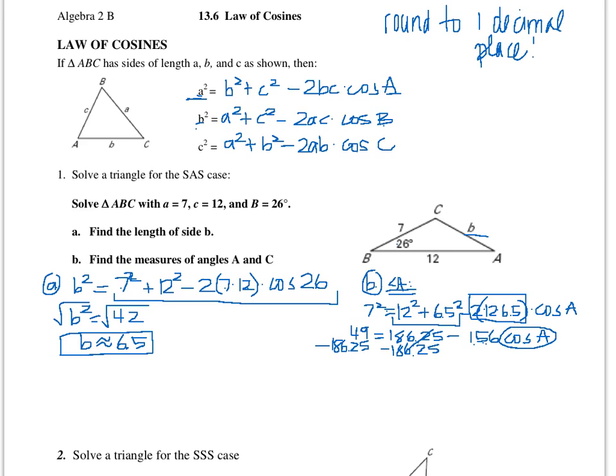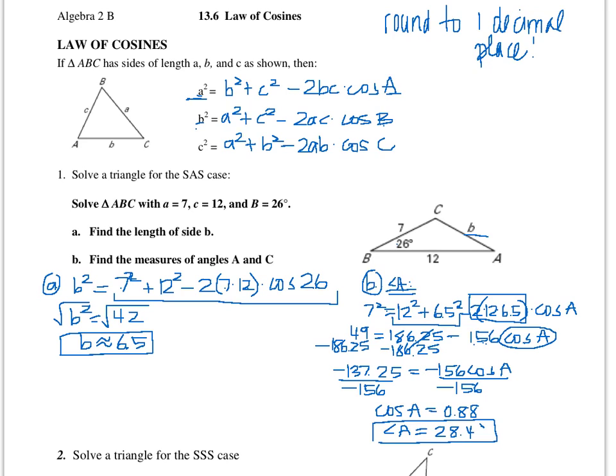49 minus 186.25 is negative 137.25 equals, this negative still stays, so negative 156 times the cosine of A. I divide by negative 156, and I get that the cosine of A is 0.88. And I would go out 2 decimal places here because the farther you go out on the angle, the more accurate it gets. But when I inverse cosine 0.88, what I find for angle A is you get 28.4 degrees.